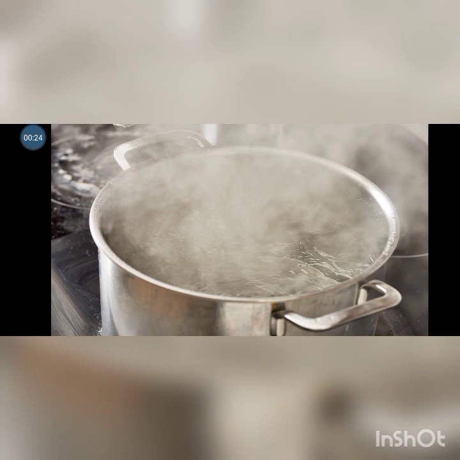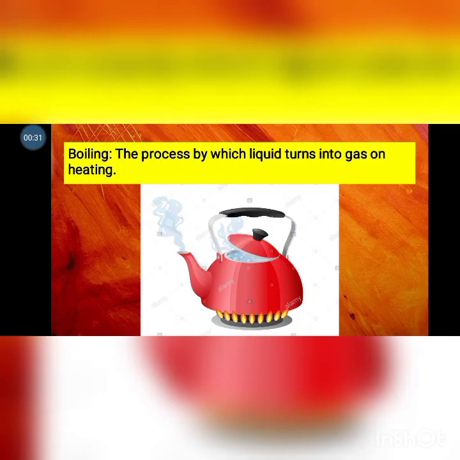In this picture, you can clearly see that water is boiling and steam is coming out of it. This process in which liquid turns into gas on heating is called boiling. We boil water to make tea, coffee. We boil milk, we boil the food that we eat. In all this process, the liquid turns into gas. When you are boiling water, the steam comes out, that is the gas.